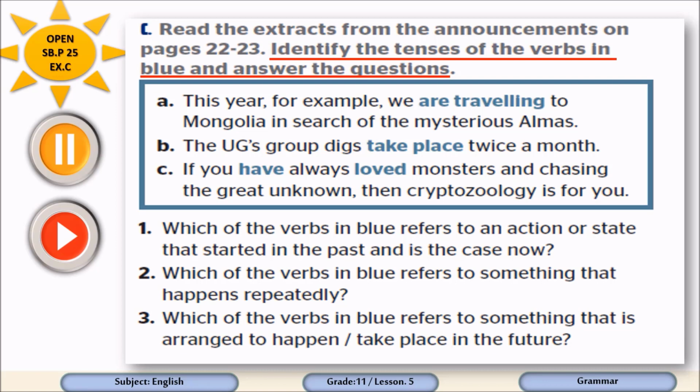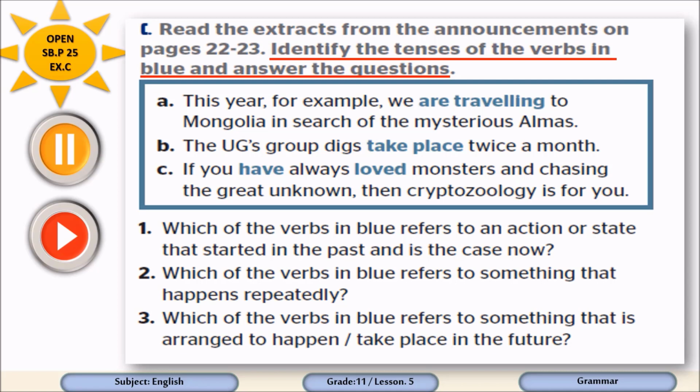Okay, now it's time to check the answers. First of all, let's come to the tenses of the three different sentences. Sentence A. What is the tense of the verbs in blue? Are traveling. Excellent. It's in the present progressive. Good job. What about sentence B?